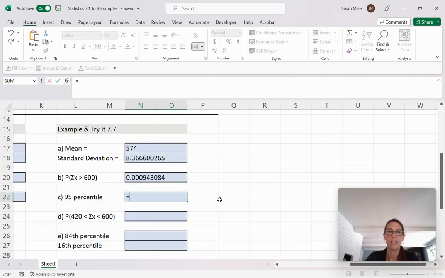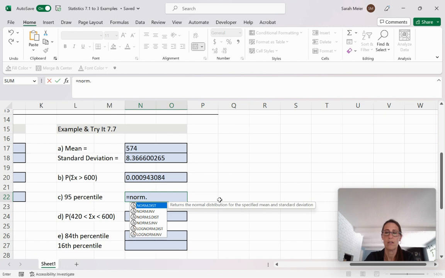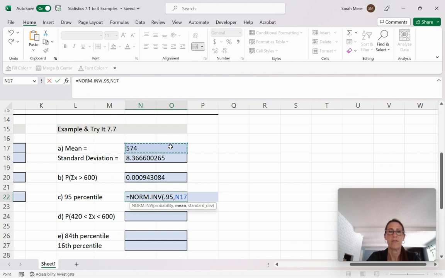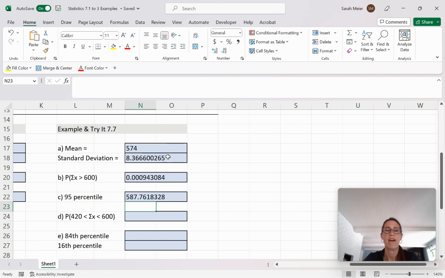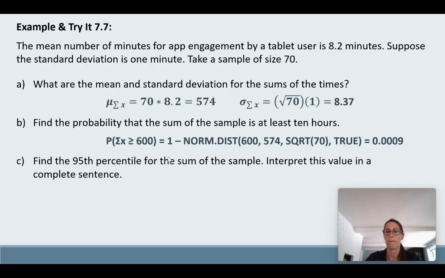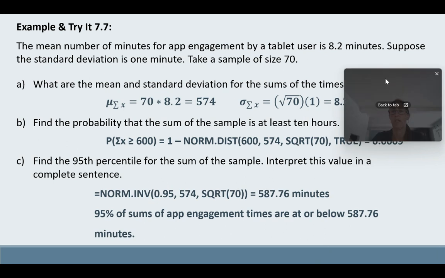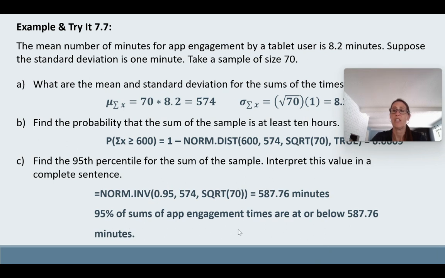So norm.inv for the 95th percentile, 0.95, a mean of 574, our standard deviation of 8.37, and we get 587.76. So 95% of our sample sums are less than or equal to 587.76 minutes. So 95% of sums of app engagement times are at or below 587.76 minutes.